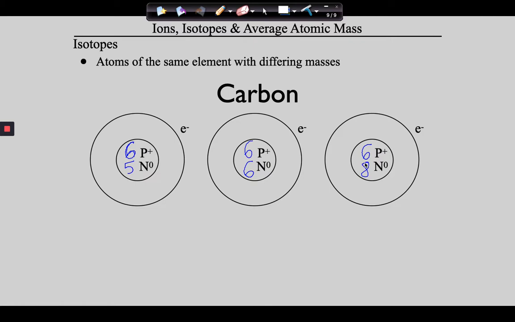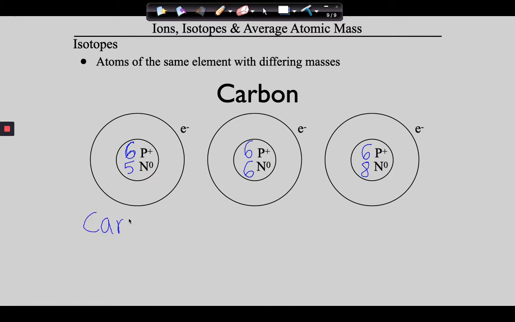So guys, here's the question. What do these 3 atoms of carbon have in common? Well, they're all carbon. They all have 6 protons. But guys, how are they different? Well, they weigh different amounts. Because they have different numbers of neutrons, they weigh differently. And so we give these things names based upon their weight.